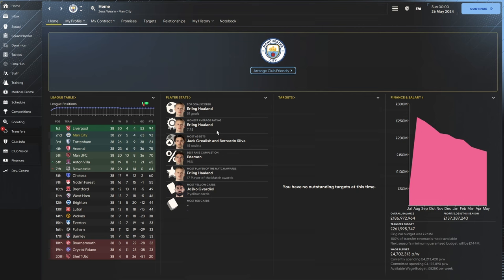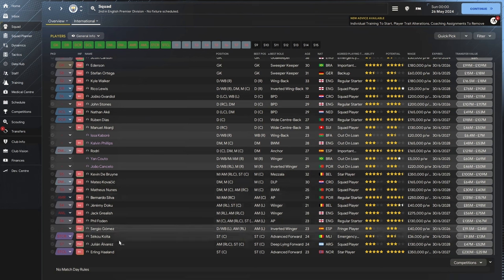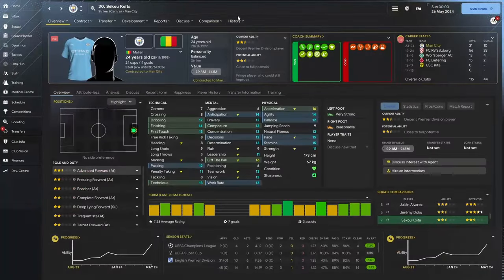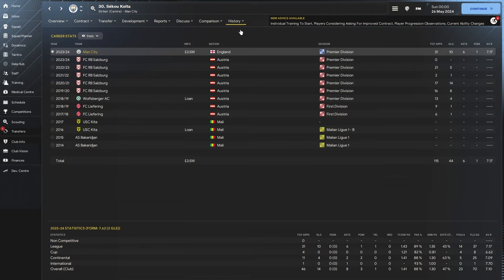Man, how on earth do you score 51 goals? Man, I don't even know. But how many goals did Sékou Koita get? Well, this is where we have the problem. Although he has improved, he's now 2.5 star ability and now worth 9.8 million. So he's definitely gone up in value, but has he scored more than everyone else? No, he scored 10 in 31, so I think he got injured at some point. Got 6 assists and got a good rating of 7.17.